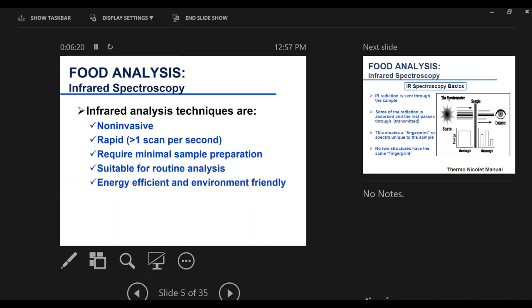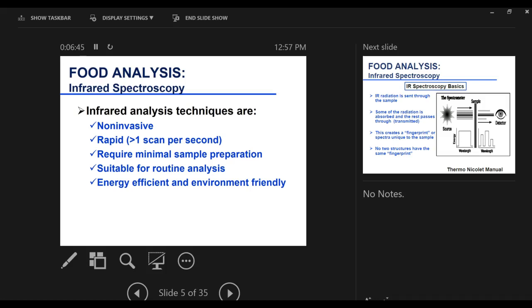So IR has lots of benefits. The main one is non-invasive. That means you don't destroy your sample. It's not like nitrogen analysis for protein, where you put your sample in the nitrogen analyzer, you combust it, it's gone, and then you determine nitrogen. You can put the sample through IR analysis and then retrieve it unharmed.